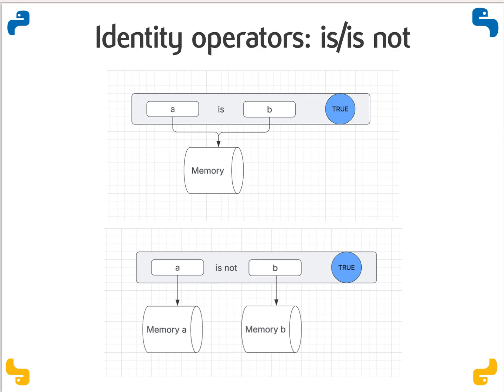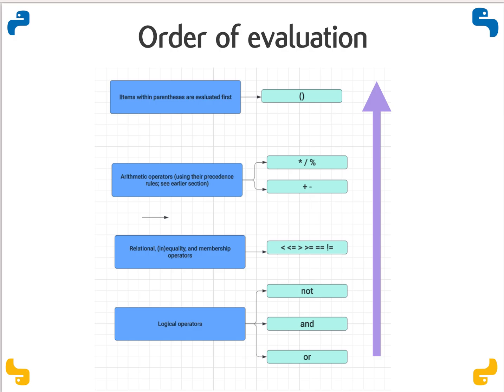This diagram illustrates the use of identity operators is and is not in programming, which are used to compare whether two variables refer to the same object in memory. This diagram illustrates the order of evaluation in programming. It shows the sequence in which different types of operators are evaluated in an expression.